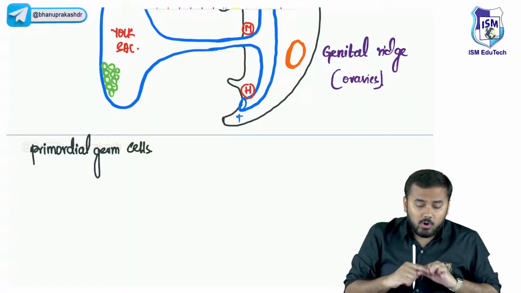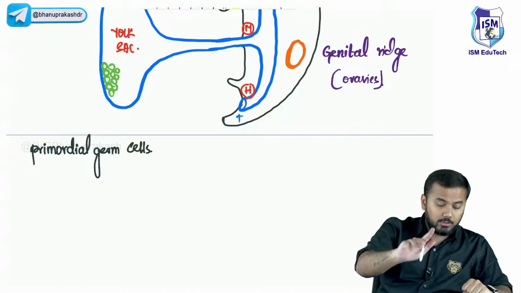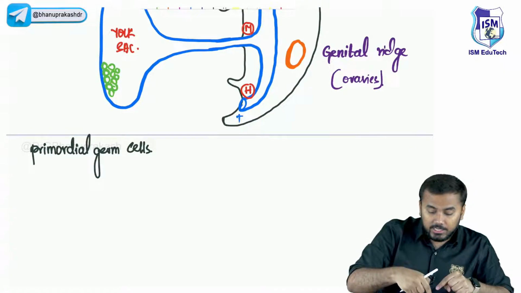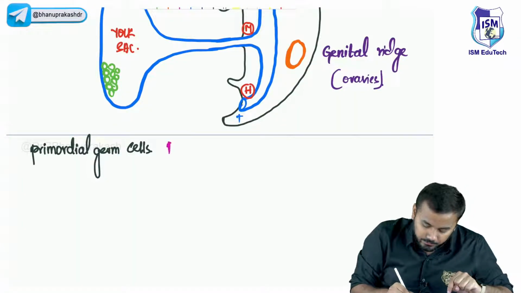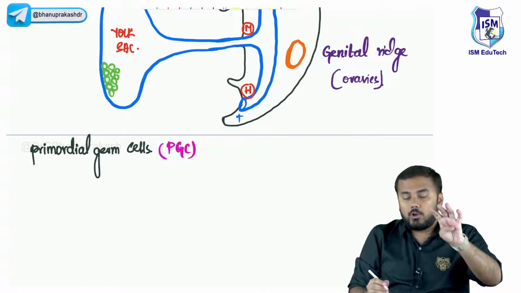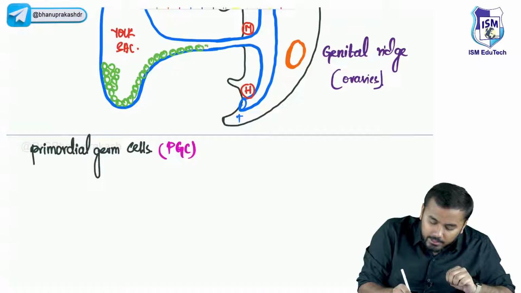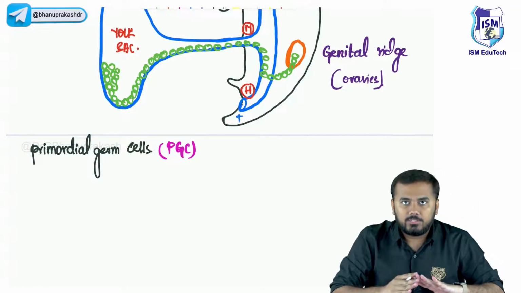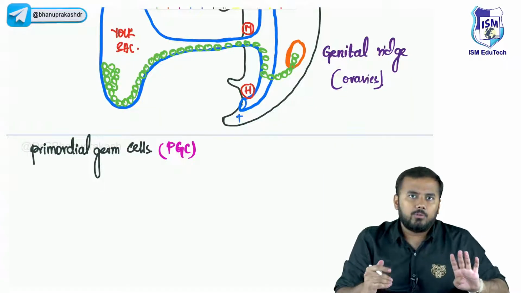Now what will happen? During the 4th week of embryonic development, these cells, which are also called PGCs, are traveling. Slowly they are migrating, and finally these primordial germ cells are entering your genital ridge or the ovaries. When will the primordial germ cells reach the ovaries? By the end of the 4th week.